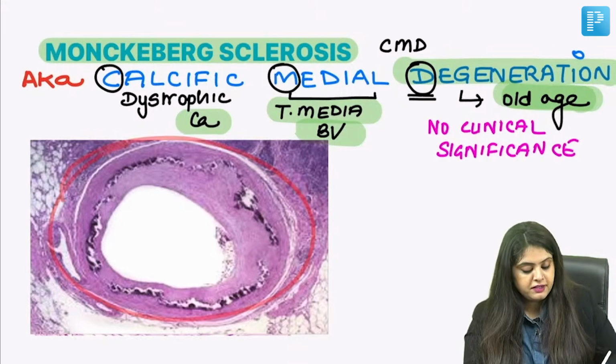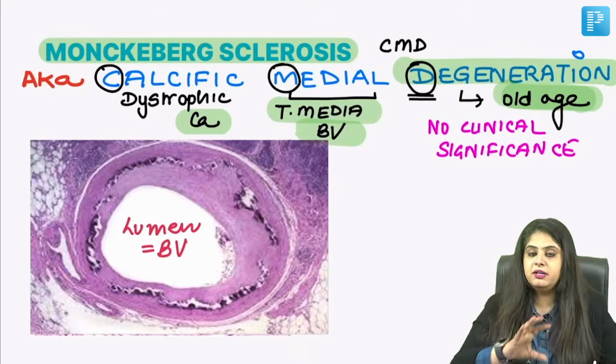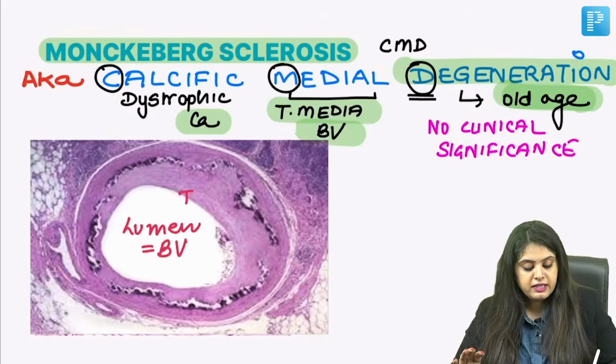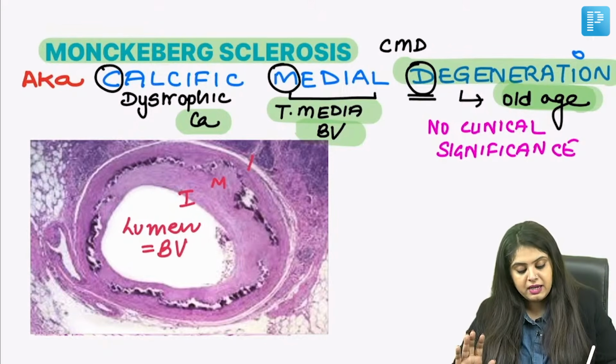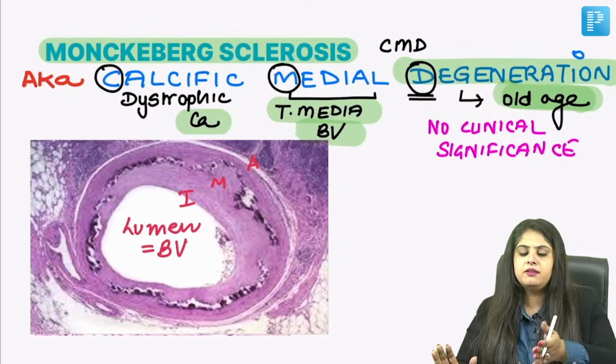How did you identify? Because over here we have a lumen, and a lumen is going to be there in a blood vessel. So I can see a luminal blood vessel. So this innermost layer must be tunica intima. This is tunica media, and bahar wala batao, tunica adventitia. Basic, everyone knows: intima, media, adventitia.